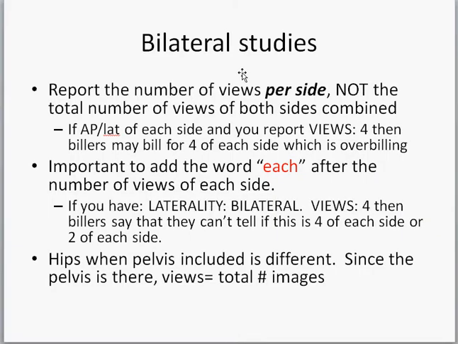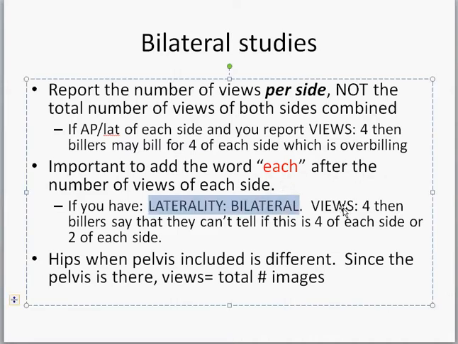So the other issue that comes up is bilateral studies and how to report that. The bottom line is you have to report per side. For instance, if you have bilateral knees and 4 views of each side, and you just say that there are 4 views, it's unclear to the billing people if that means that there were 2 views obtained of each knee or if there are 4 views of each knee, and I'll show you that. So we ask the tech to put the word each afterwards. So they should put laterality bilateral, and then views, they should say 4 each. Okay, I'll show you that.